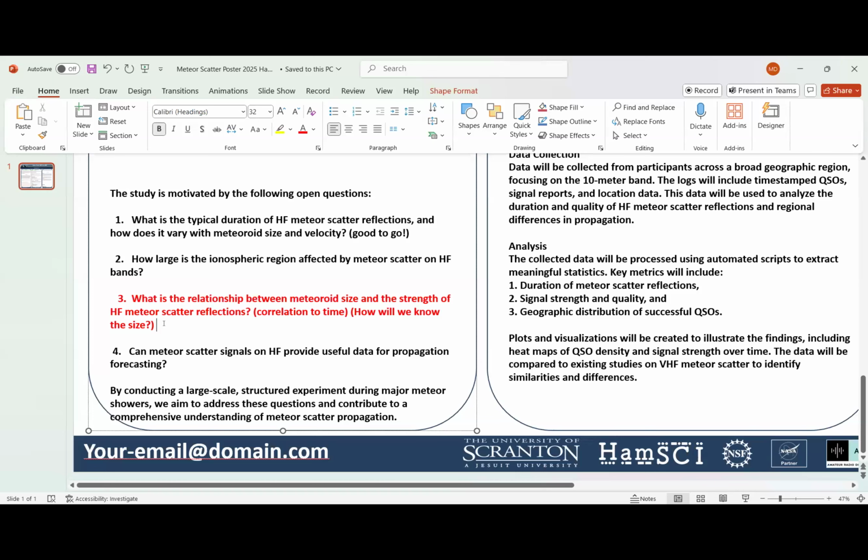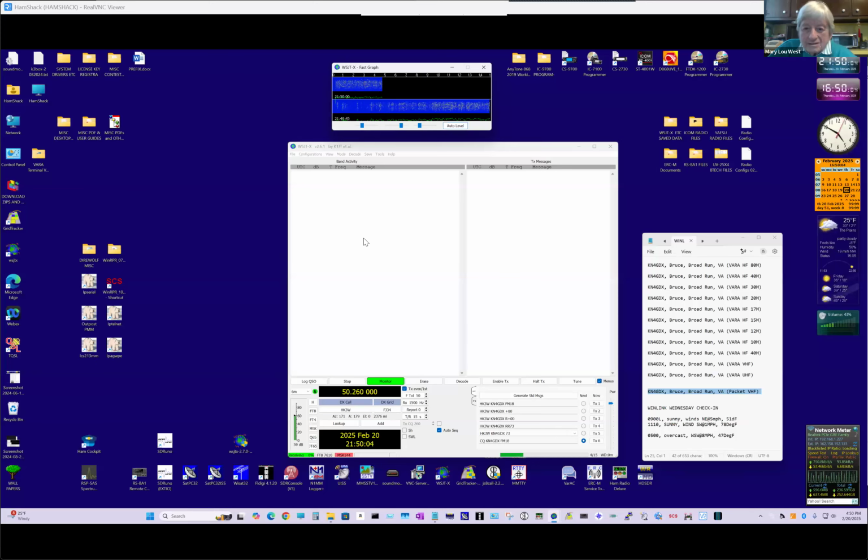If I can share my screen, I'll show you what the software looks like when it's running. I can stop sharing for a moment. Let me see. There we go. I hit share, but I'm not sure what's happening. There it is. Can you see it?